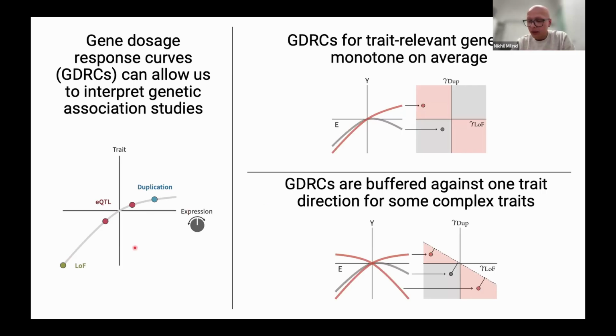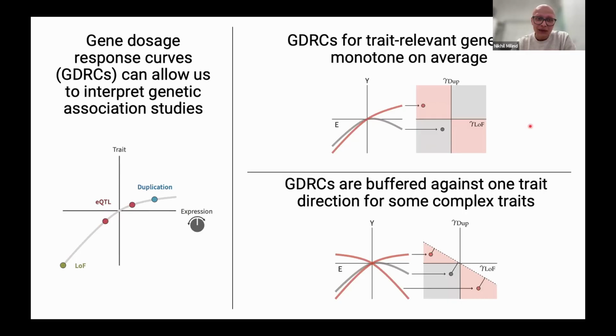So for one of my future projects I'm thinking about, we haven't used eQTL at all yet, but there's a whole class of methods that deals with this exact question. You might have heard of transcriptome-wide association studies or Mendelian randomization. Ultimately, those methods are actually estimating the GDRC at the origin. And so we can think about using those methods in this context as well.